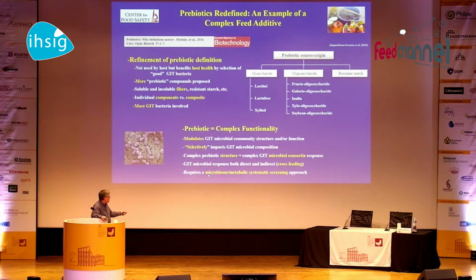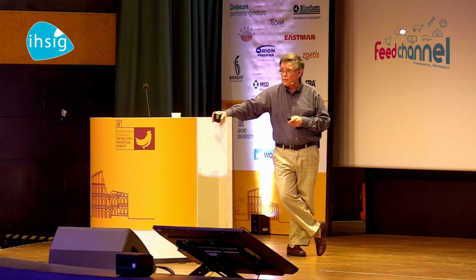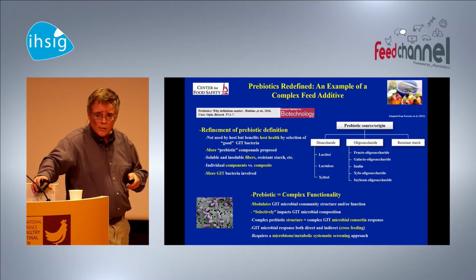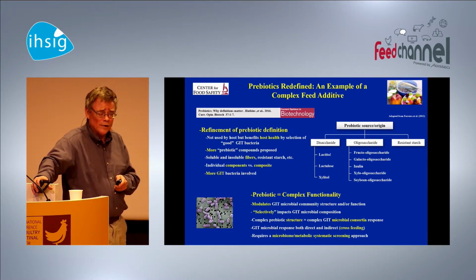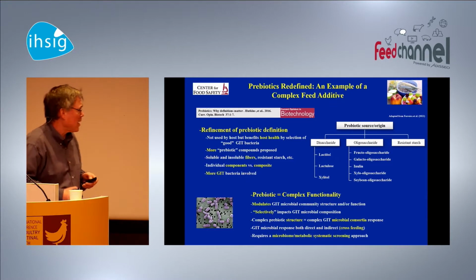So what that means is that, yes, we need to not just do microbiome sequencing and characterization, but we actually need to have what I would call metabolic systematic screening approaches. We need to not just collect and find out what the metabolites are, but we need to start putting that in the context of what might be going on here, for example. And we'll go through a little bit of some examples of that.